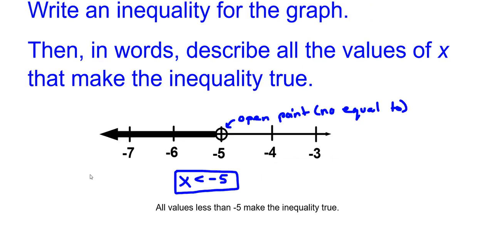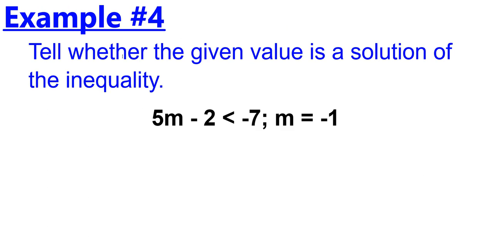Example number 4, this one says, tell whether the given value is a solution to this inequality. So notice the semicolon here. I set it up the same way as you're going to see in your assignment in the textbook. With a semicolon, this is the value they're talking about. If I plug in -1 for m into this inequality, does it give me a true statement? If it does, then it's a solution to the inequality. So we need to break this off here. We're going to plug in -1 for m, and we're going to see if we get a true statement.